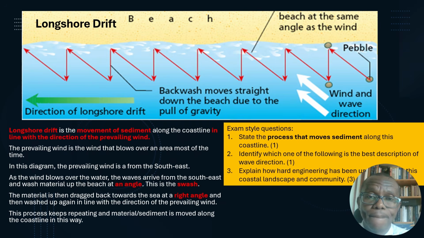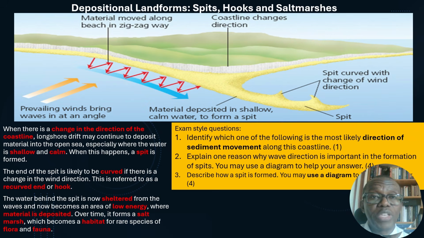Okay. The next really important part of the specification is the depositional landforms that are created by longshore drift. And in this case, we are referring to the formation of spits, hooks, and salt marshes. Now, what's happening then along this particular coastline? This here is a slightly different prevailing wind because it's blowing in from a southwesterly direction, but it's still moving that sand along this particular coastline.